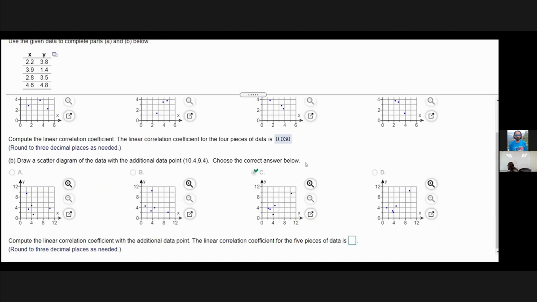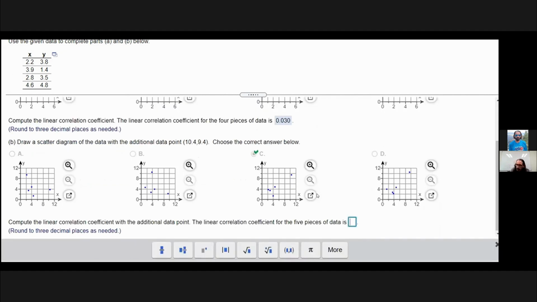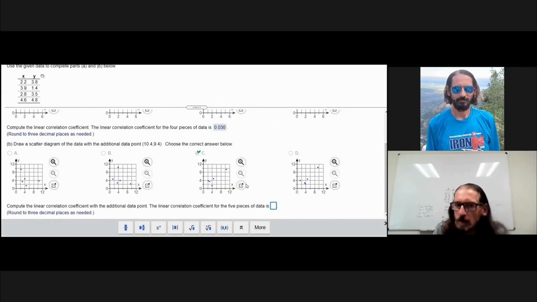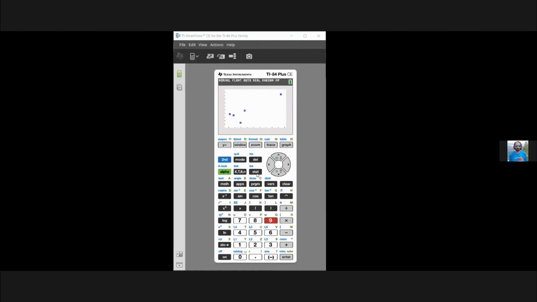Computing the new correlation coefficient with that 5th data point included. Going back to the TI-84, pressing Stat, go to the Calc submenu, choice 4, tell it that the data was in list 1 and list 2, and now R, remember, look for R, not R squared. R is a lot higher than it was before.